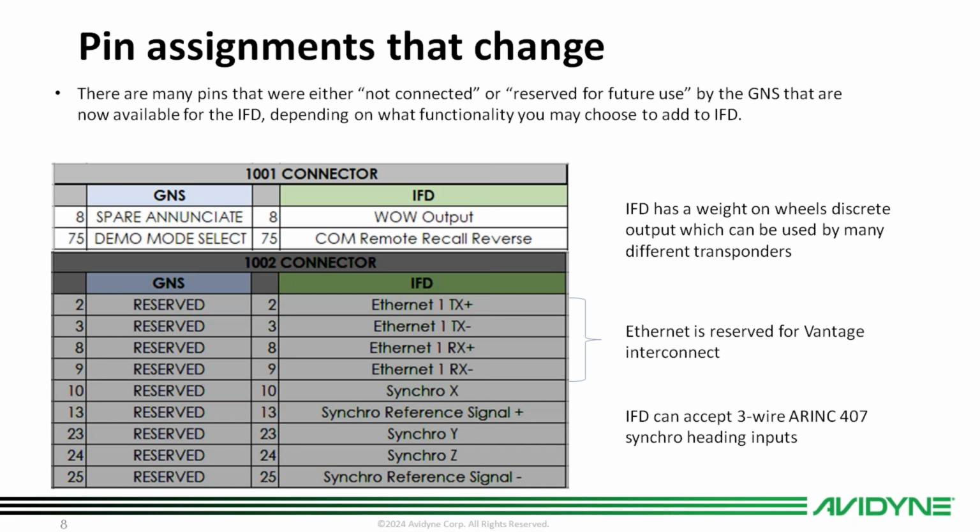So a big one that in tech support we get asked about a lot is pin 8 from the IFD on the 1001 connector. The IFD will send a weight on wheels discrete output to many different kinds of transponders to determine when the transponder is on the ground versus airborne, and it happens at a GPS speed of about 25 knots.